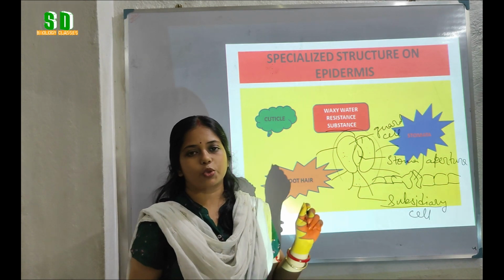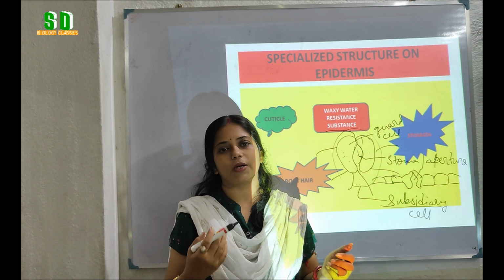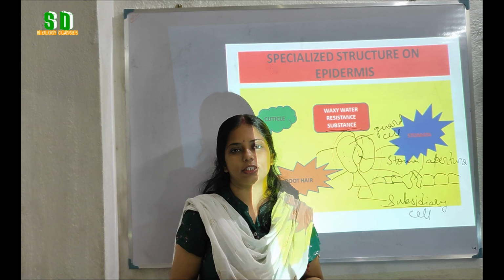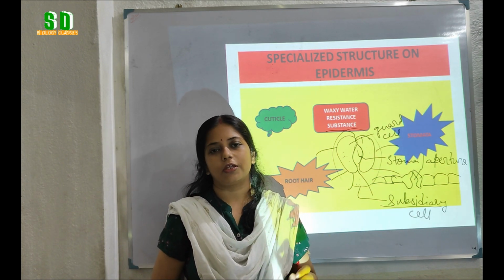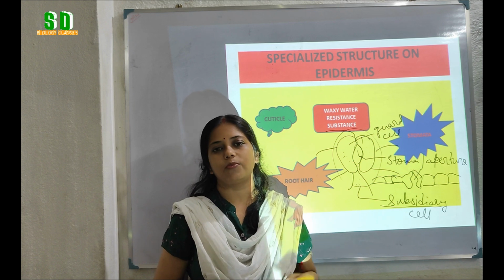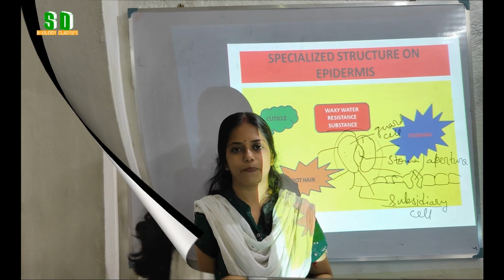So the main function of stomata is to help in the exchange of carbon dioxide and oxygen gas. In addition to this, it helps in the process of transpiration, that is the loss of excess water in the form of water vapor through stomata.